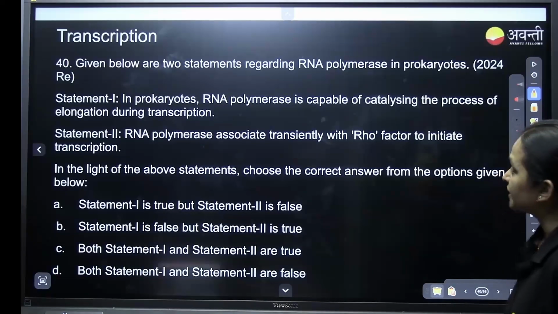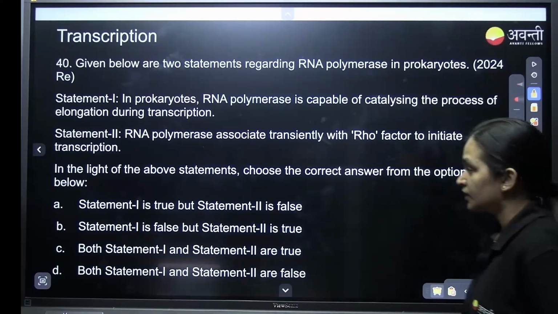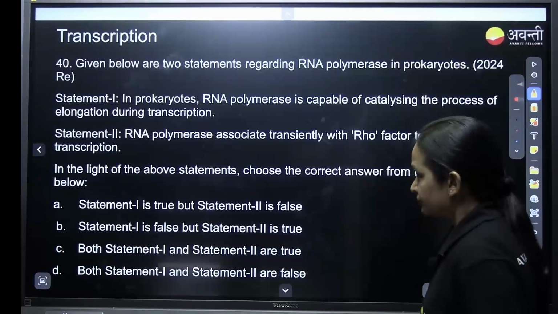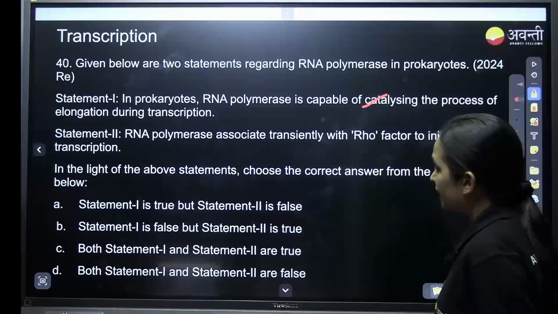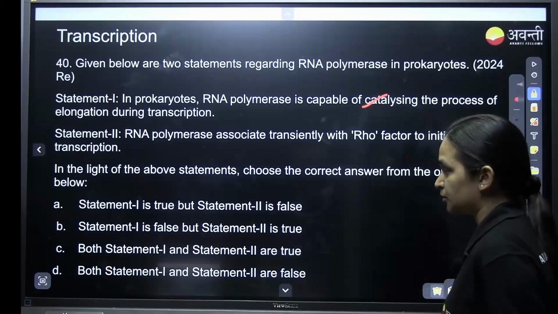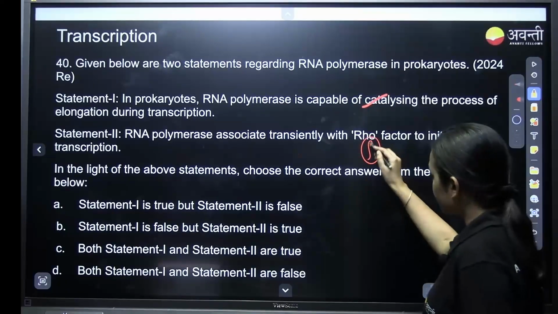Given below are two statements regarding RNA polymerase in prokaryotes. Statement 1: In prokaryotes, RNA polymerase is capable of catalyzing the process of elongation during the transcription. Is it true? Yes. Statement 2: RNA polymerase associates transiently with Rho factor to initiate the transcription. No, this is Rho factor.